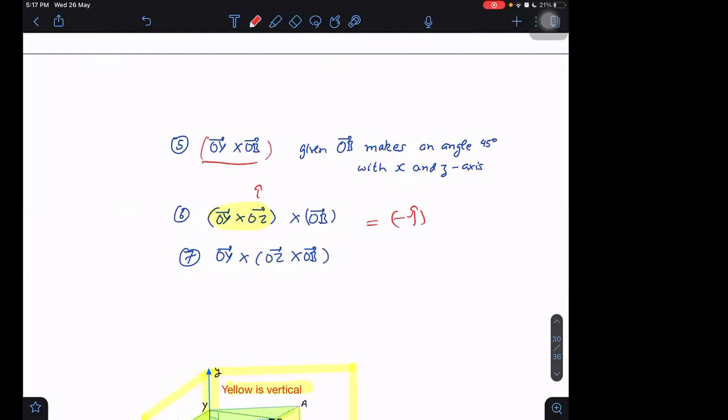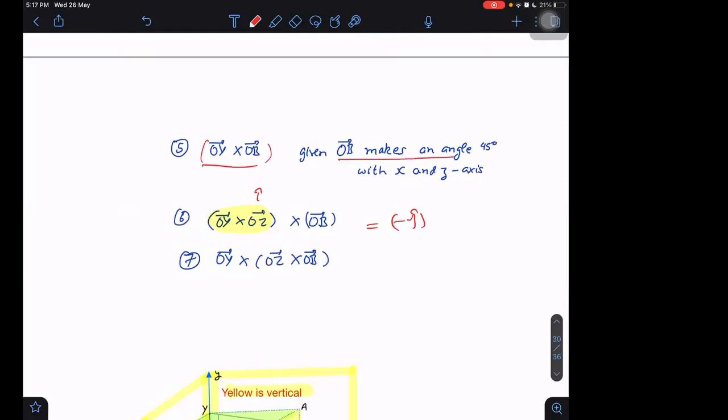We can get the exact value also. If I give you that OB is making an angle of 45 degrees with the X and Z axis, why am I giving you this? So that you can actually find the value of OB. And let me give you that the OB magnitude is 1 unit. Can you find the OB value now? Can you make a vector which makes equal angles with the X and Z axis, and its magnitude is 1 unit? How to write that vector OB?